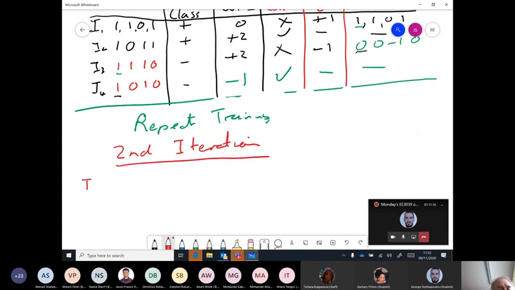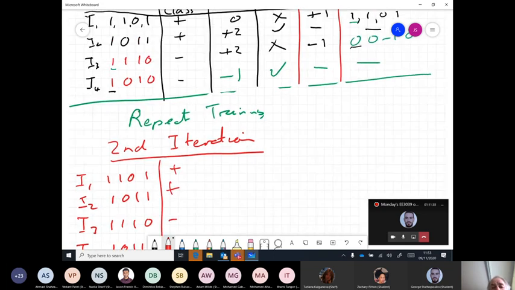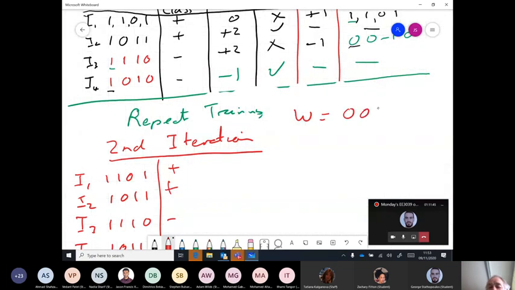And the input patterns are going to be: I1 is going to be 1, 1, 0, 1. I2 is going to be 1, 0, 1, 1. I3 is going to be 1, 1, 1, 0. And I4 is going to be 1, 0, 1, 0. The class again is plus, plus, minus, minus, same as before. Right. We've now got the latest weight vector. So after the first iteration, W was equal to 0, 0, minus 1, 0.